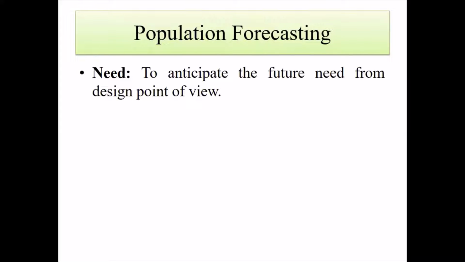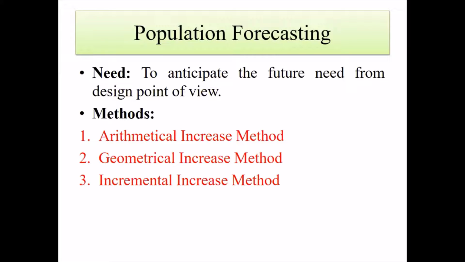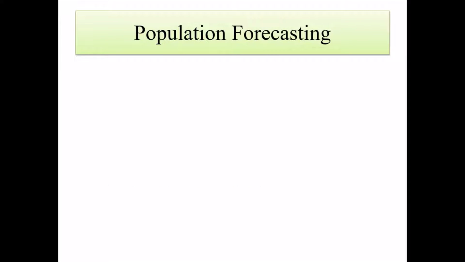So population forecasting is an important method for deciding the future population to anticipate the future need from the design point of view. So following are the methods of determining the population forecasting. So first method is arithmetical increase method, then geometrical increase method, third incremental increase method.